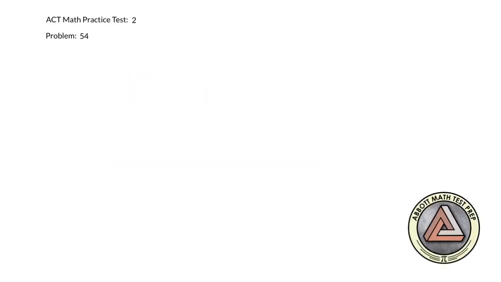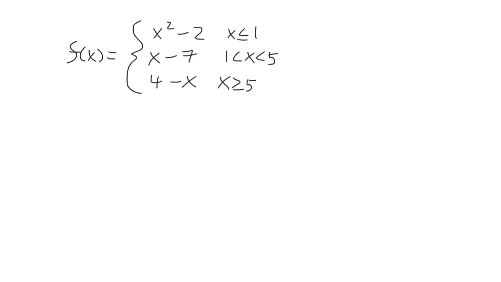Problem 54 is a piecewise function problem. And the final question is, which of the following is the graph of the function f of x defined below? So they give you a piecewise function, and then they want you to tell them what the graph of that piecewise function is. So I'm going to write the piecewise function right now. Essentially, this is the piecewise function right here.